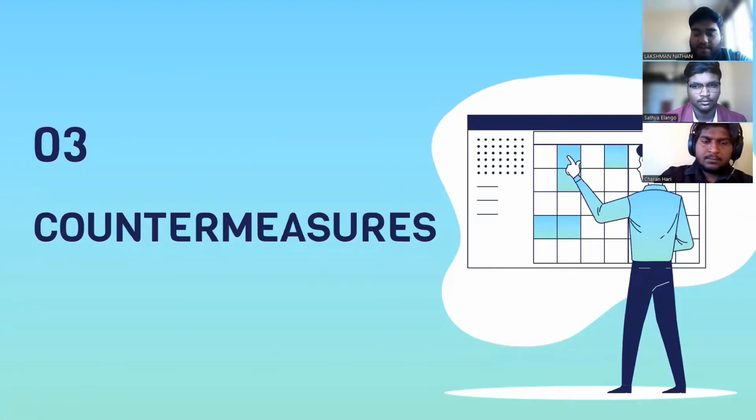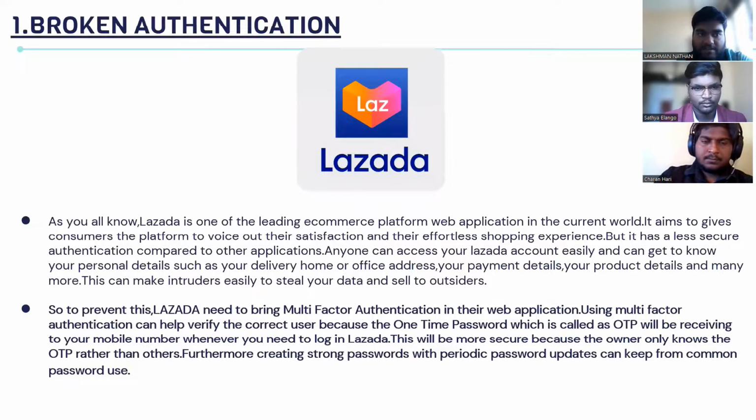For this part, we have chosen two vulnerabilities as examples. First, we have chosen broken authentication. For these vulnerabilities, we must choose a web application as an example. So we choose Lazada. As you all know, Lazada is one of the leading e-commerce platform web applications in the current world. It aims to give consumers the platform to voice out their satisfaction and their effortless shopping experience.